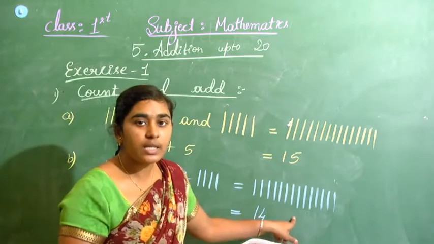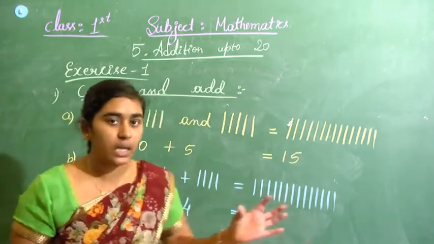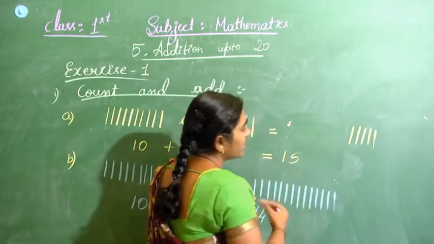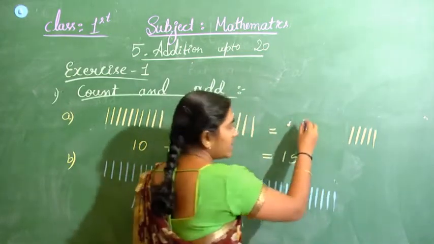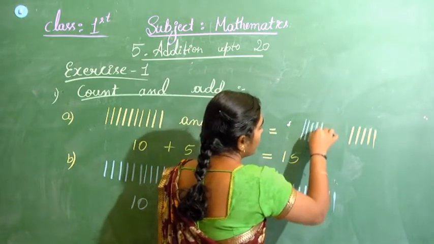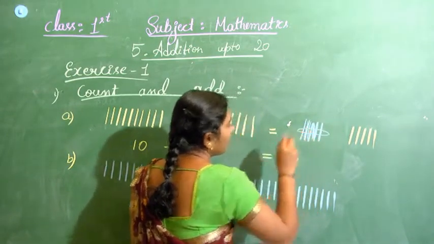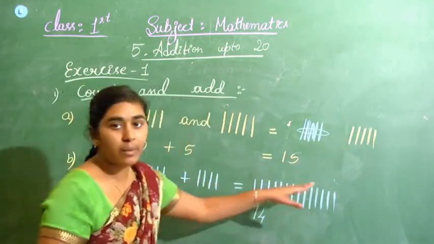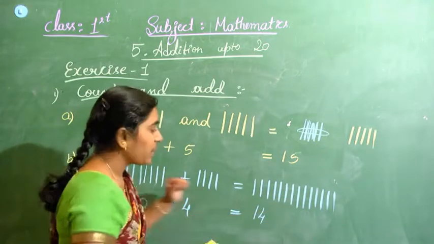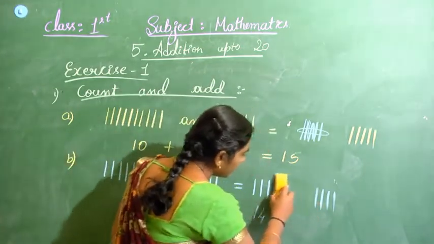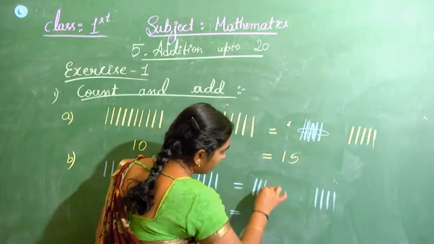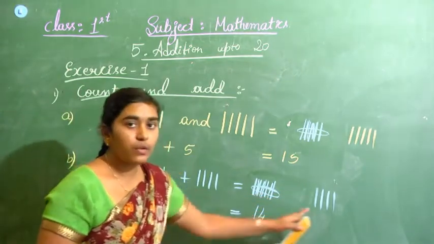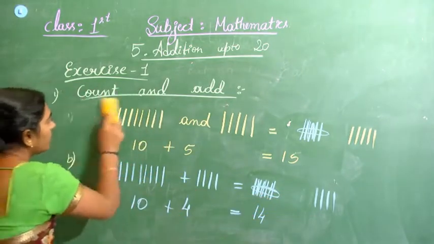You can observe in this 14 that they have made a bundle. So you can draw a bundle with 5 sticks. Instead of drawing these 10 lines, they are making a bundle of 10 sticks plus 5 sticks, right? I have drawn a number of lines, but instead of that you can make a bundle. Bundle of 10 plus 4 is 14. We'll see one more, the third one.